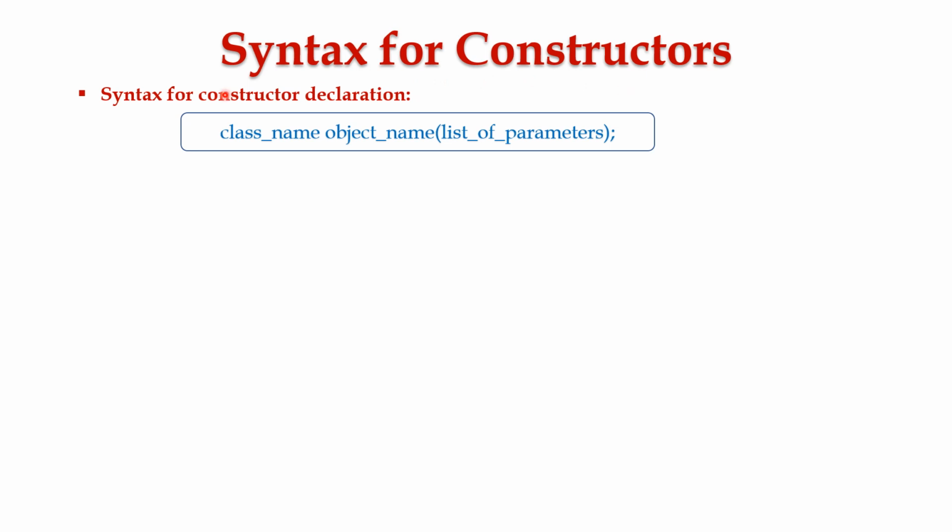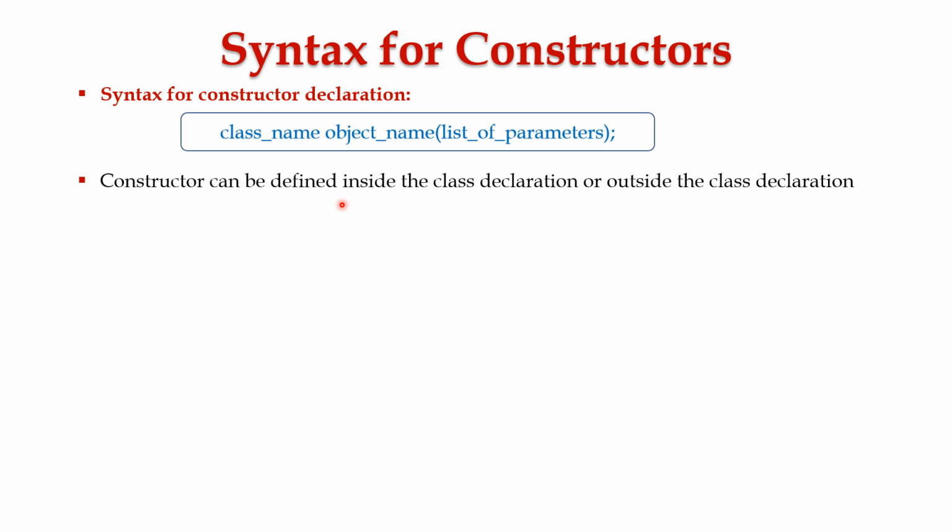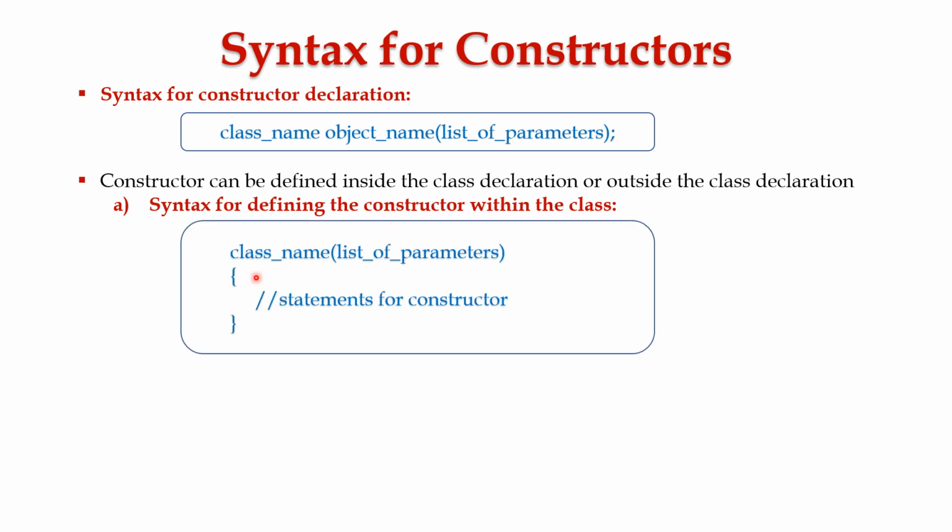Syntax for constructor. The syntax for constructor declaration is class name followed by object name followed by list of parameters, ended with semicolon. Constructor can be defined inside the class declaration or outside the class declaration. So the syntax for defining the constructor within the class is class name followed by list of parameters, opening curly parenthesis. Then we can have the statements to be executed for constructor, ended with curly parenthesis.